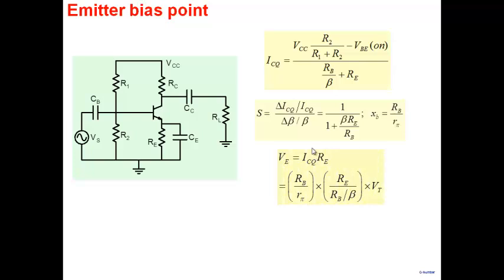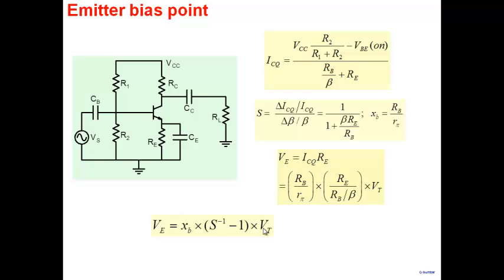So it's easy to show the following. VE, the drop across the emitter resistance, is ICQ times RE. And I can divide it by VT, multiply by VT, divide by beta, multiply by beta, and rearrange this particular term into this one here. Further, noting that this RE by RB by beta comes over here as well, I can rewrite it in this particular form. VE is XB, note what XB is, RB by R pi, times inverse of stability minus 1, multiplied by VT.